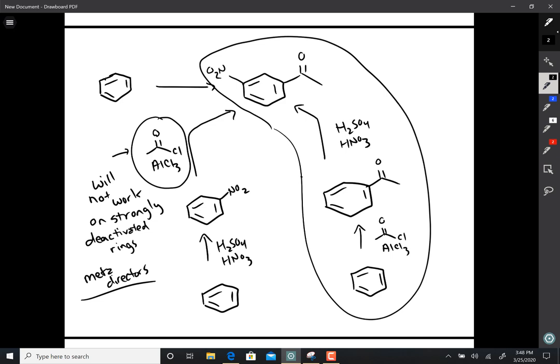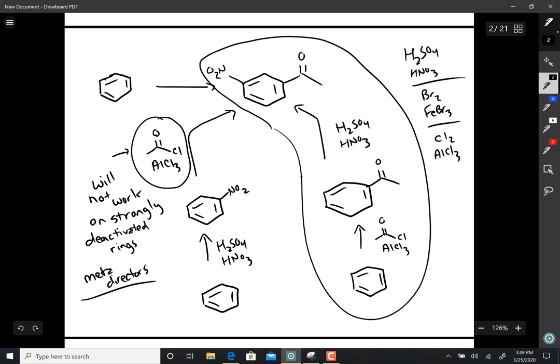The other EAS reactions that we have: nitration, bromination, chlorination, do not have this limitation. They can be added to very deactivated rings. It's only the Friedel-Crafts that won't work on strongly deactivated rings. That means this step right here is a problematic step.